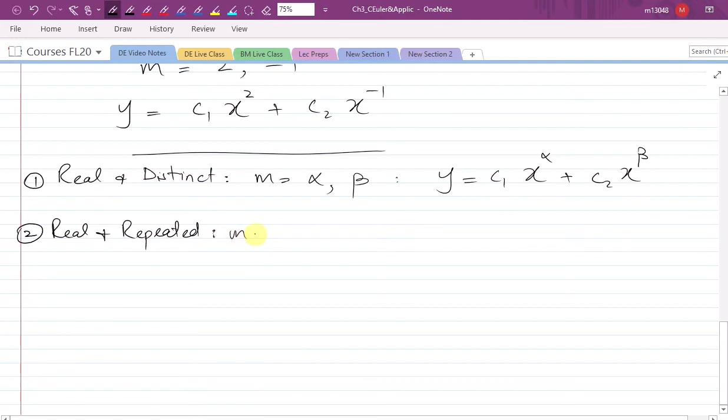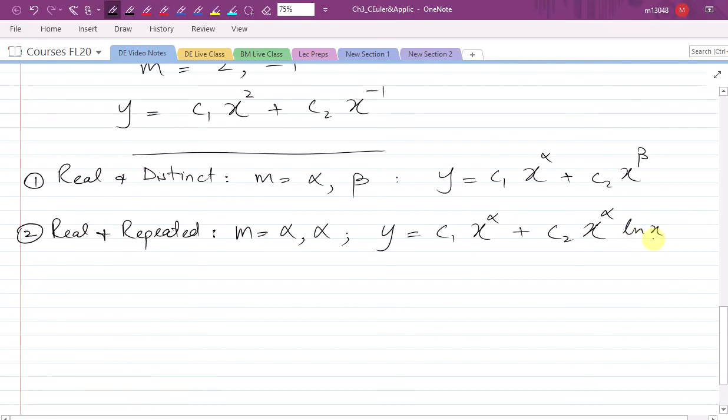Second possibility is real and repeated roots. That is, we get m equals alpha and alpha. In this case, we write y equals c1 x power alpha plus c2 x power alpha log of x. Again, the difference here, if you remember, in constant coefficients we multiply with x. But in Cauchy Euler, we multiply with log of x here.